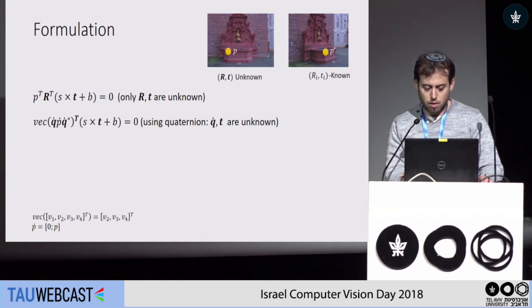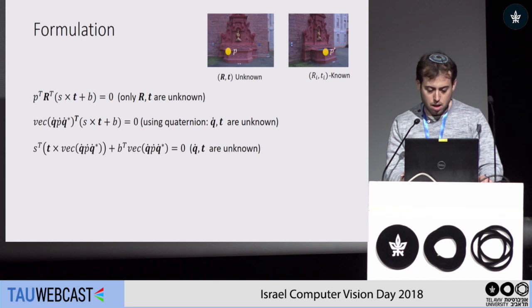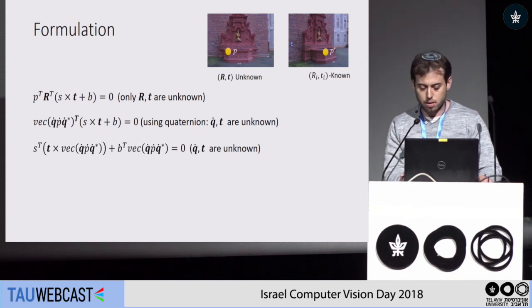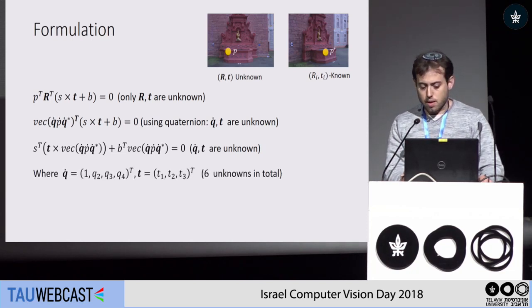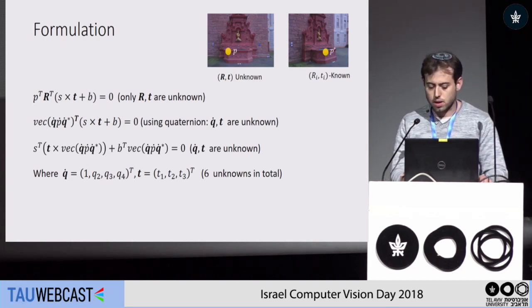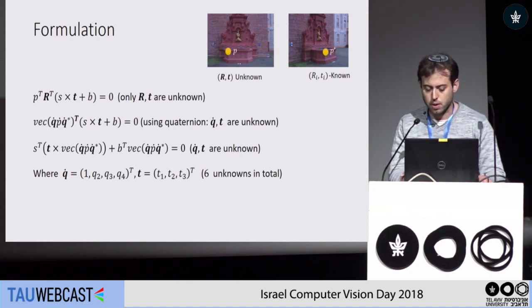Now, in this equation, the only unknowns are again Q and T, which represent the rotation and the translation of the unknown camera. This equation can also be written as follows, where again Q and T are the unknowns. This equation is homogeneous in Q, and as a result, the scale of the quaternion can be set arbitrarily, and we set it such that the first entry will be 1. Our unknowns are 3 entries of Q and 3 entries of T, in total 6 unknowns for the 6 degrees of freedom of this new camera.